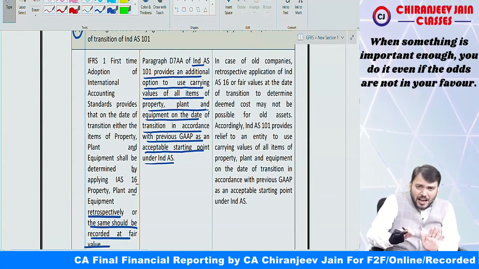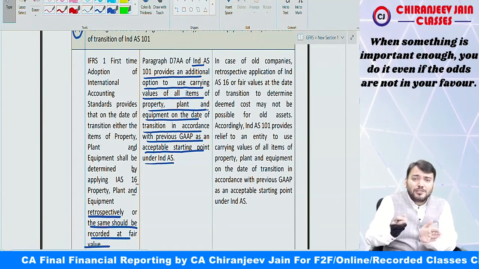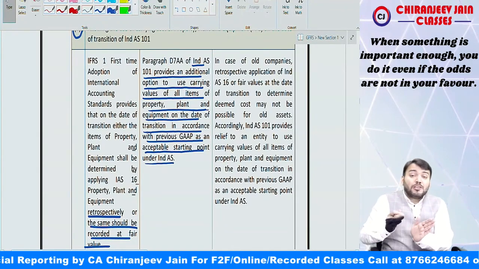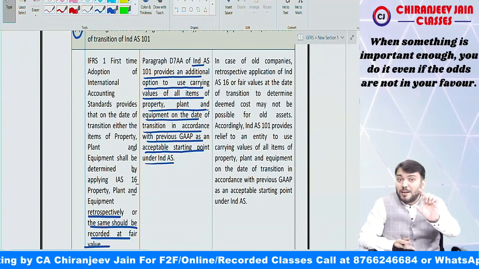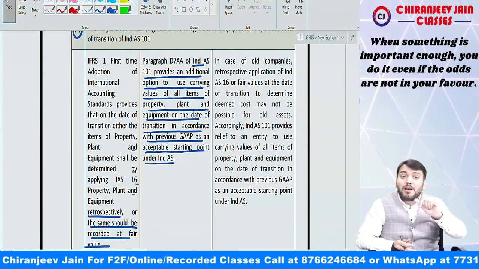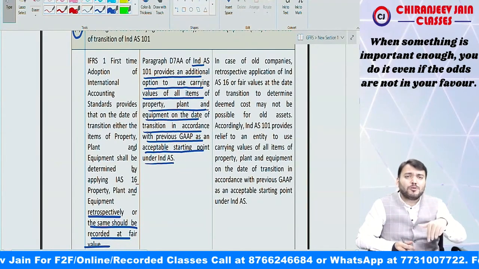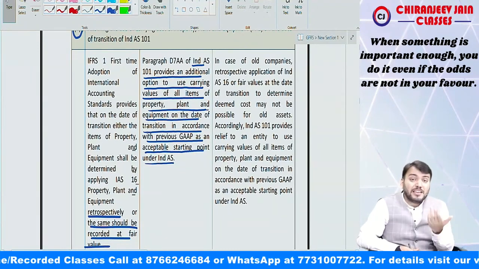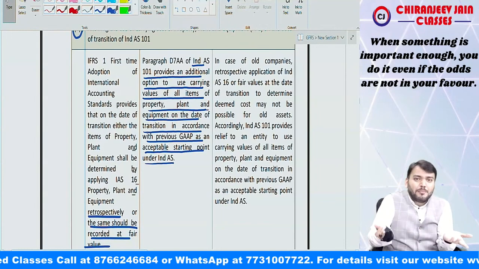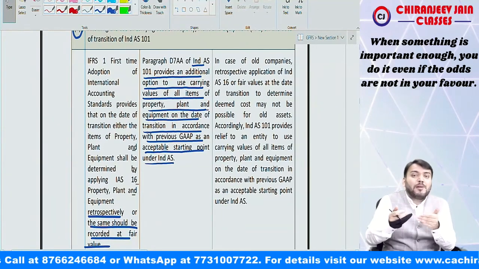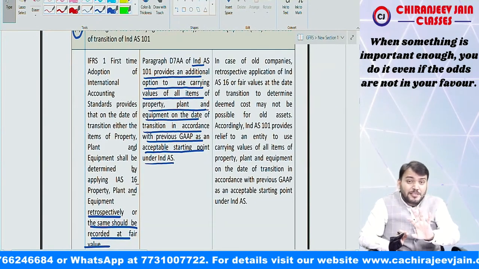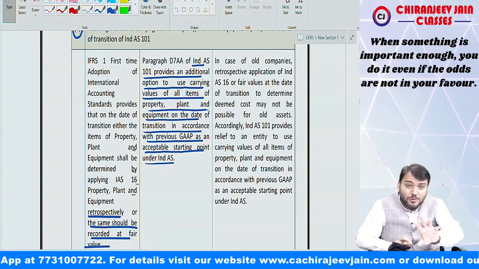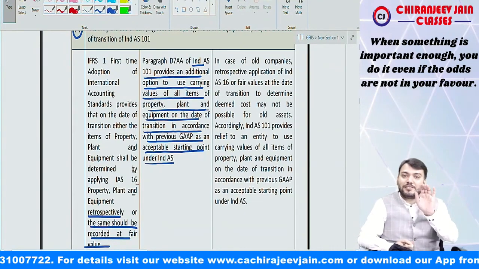Can I say this option has been given to make adoption easier? Because fair value is very subjective, and to determine fair value, can I say we need to go to a competent valuer, and it will become an expensive method. So there may be many companies which are not big companies, so they will be very reluctant to apply Ind AS. So this is given as a relaxation to the entity so that they can easily adopt Ind AS. I hope you have understood.